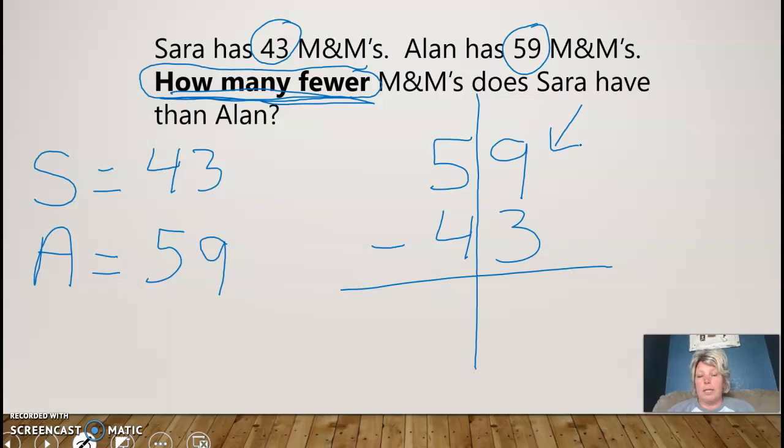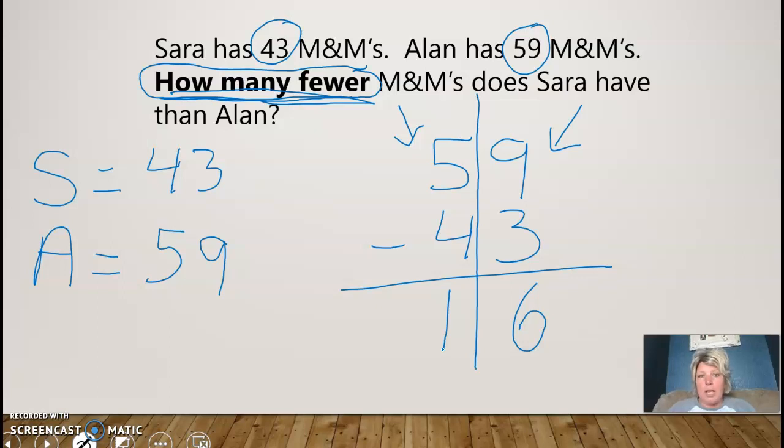9 minus 3 is 6. And we go to the tens place, and there's more on top. 5 minus 4 is 1. And so we think our answer is 16.